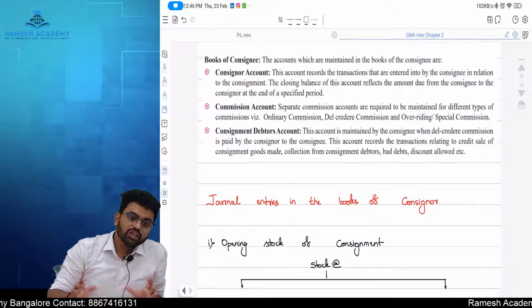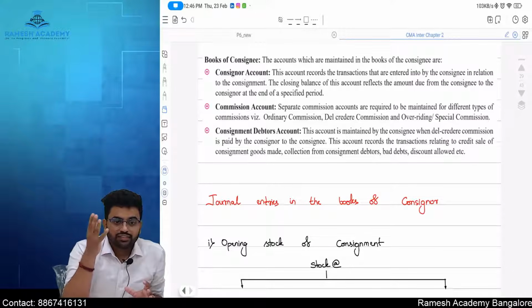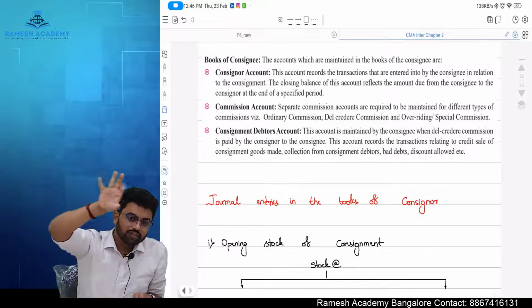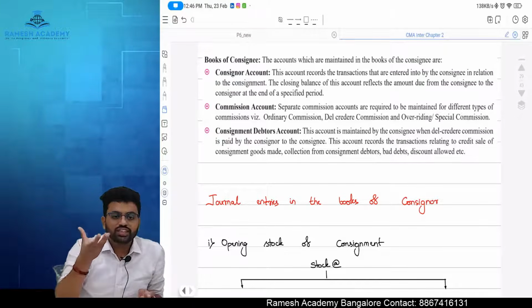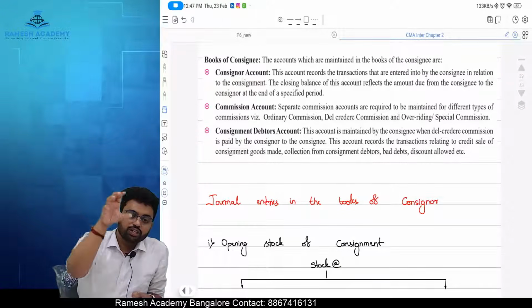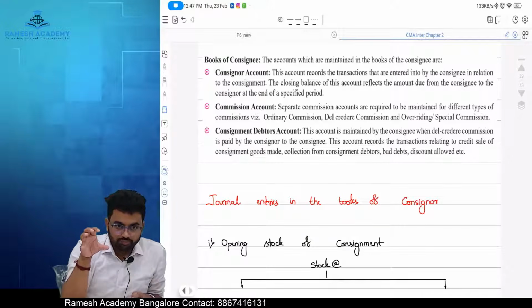Here what we will do, trading account, again it's a nominal account. Here we are not transferring it to trading account. Here we are transferring it to the consignment account. So consignment account debit to opening stock. It is not a general opening stock. It is a consignment stock. So the entry will be consignment account debit to consignment stock account.